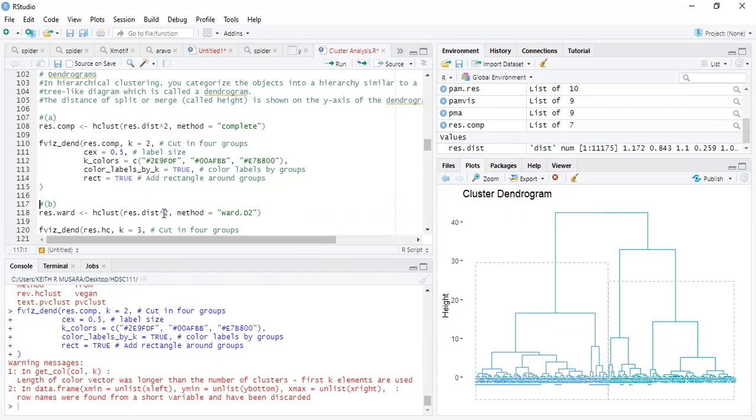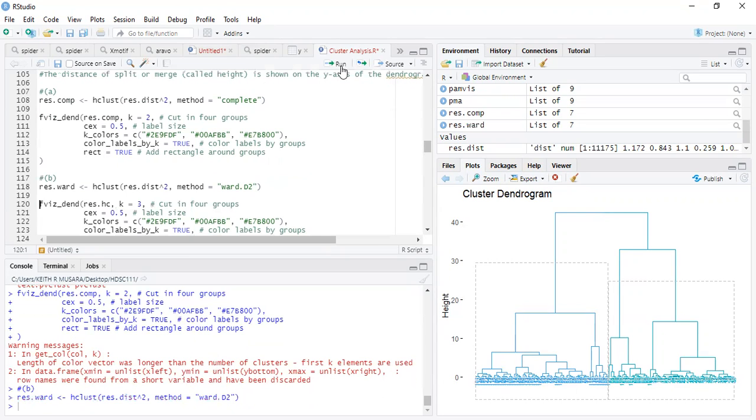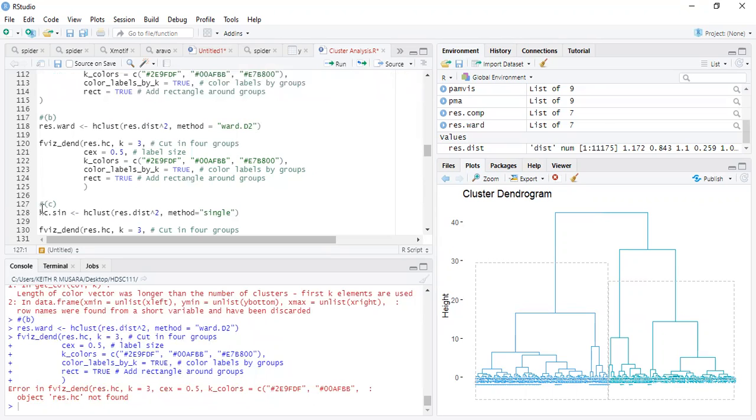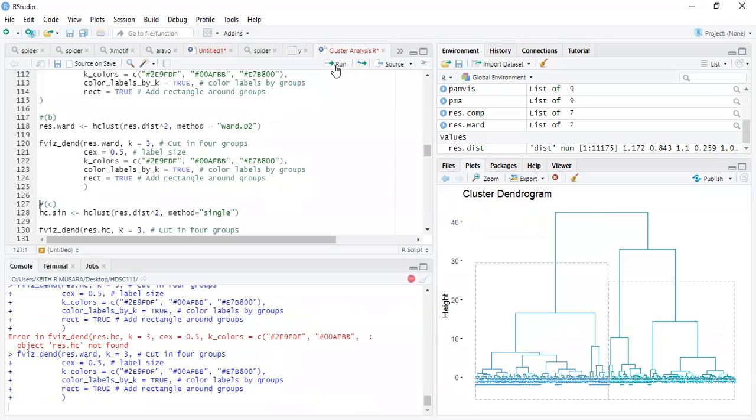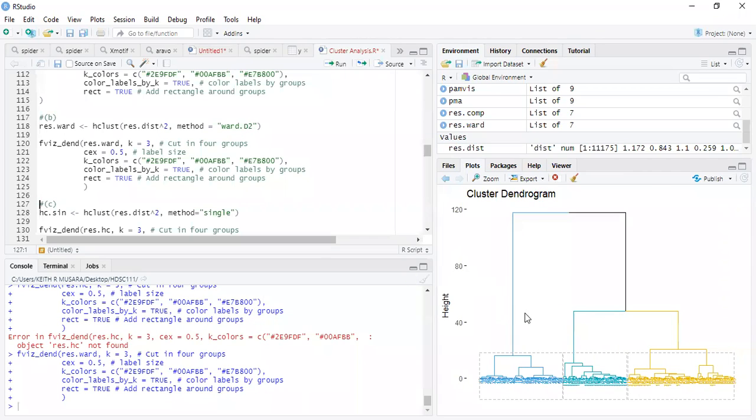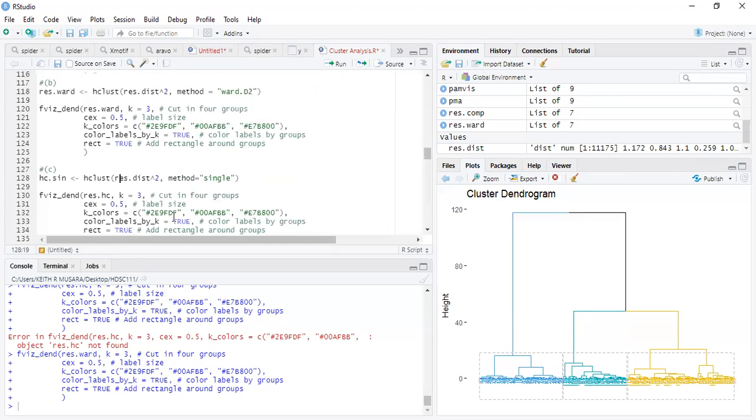Probably you do the same for other methods, the Ward D2 method, and then you try to see the visualization. Doesn't it come up? Okay, here it is supposed to be res dot something. If you apply that, it should give you a dendrogram, and then you see whether it fits three clusters, according to your interpretation or not. You would read online and see what makes sense.